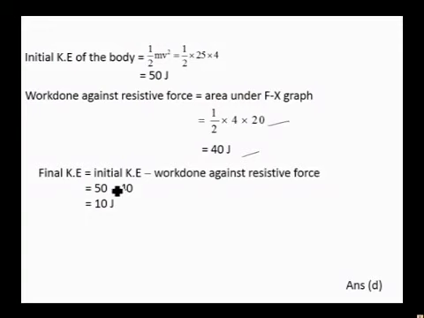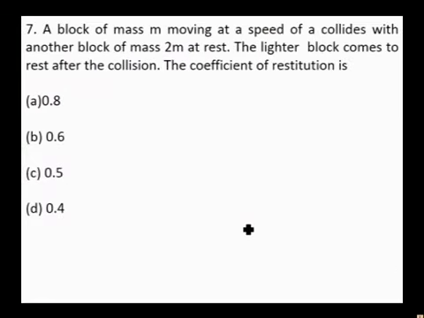So I know that work done is final kinetic energy minus initial kinetic energy. So final kinetic energy is initial kinetic energy minus work done. So this is 50 minus 40, which is 10 joules, and therefore option D is the correct answer. So moving on to the next question.